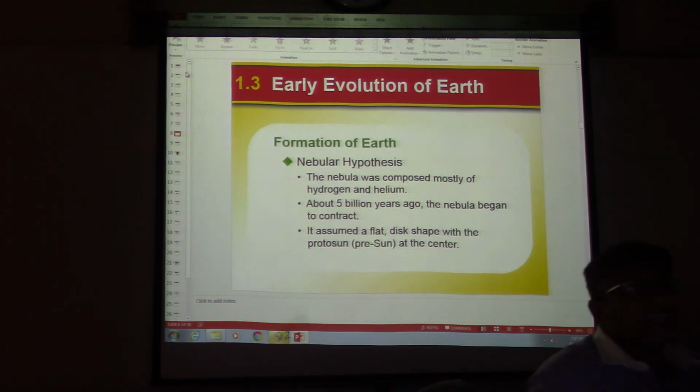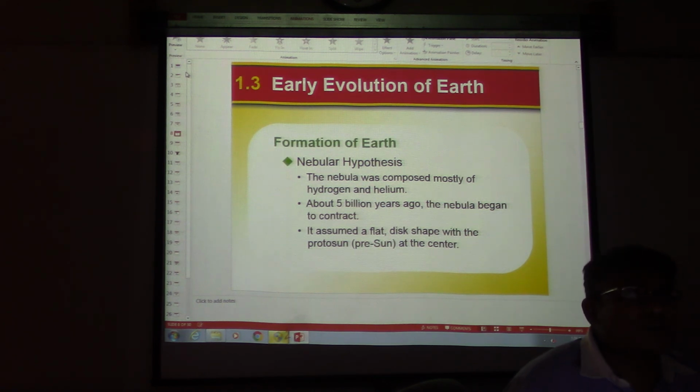Once they gave rise to the first early planets, what are the 4 first early planets? What is the planet which is very close to the sun? Mercury, then Venus, then Earth, then Mars. So remember, the first 4 inner planets formed. What are those? Mercury, Venus, Earth, and Mars.